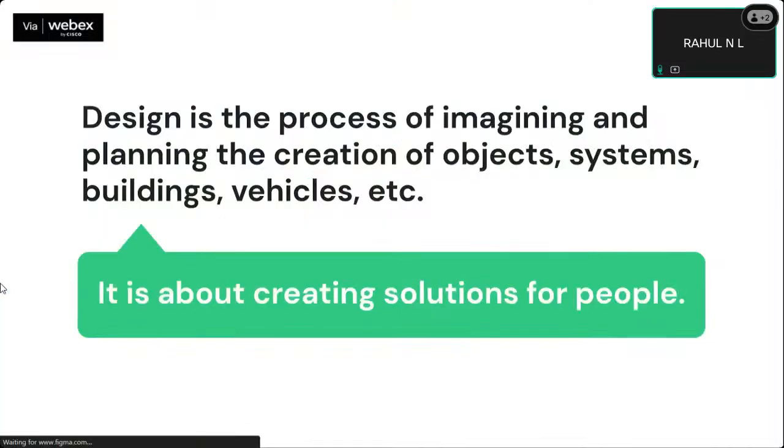I just went to Google and searched what is design, and I got this phrase, guys. Design is a process of imagining and planning the creation of objects, systems, buildings, vehicles, etc. So here we have, see, all the fields. Objects, it may be furniture. Even designing furniture is a part of it. Systems, maybe electronics guys are designing circuit boards. Even that is a part of design.